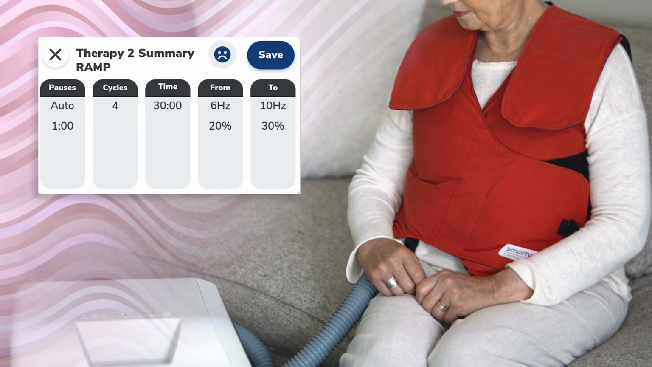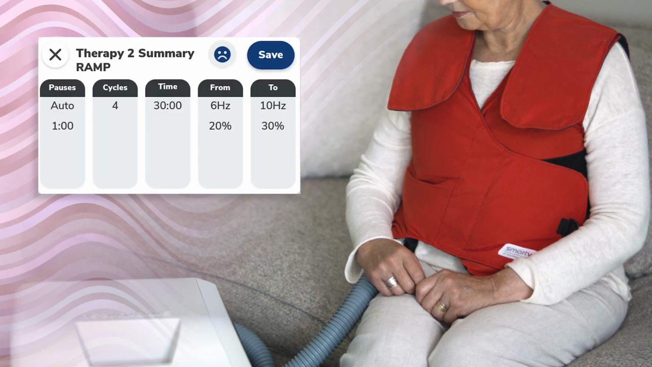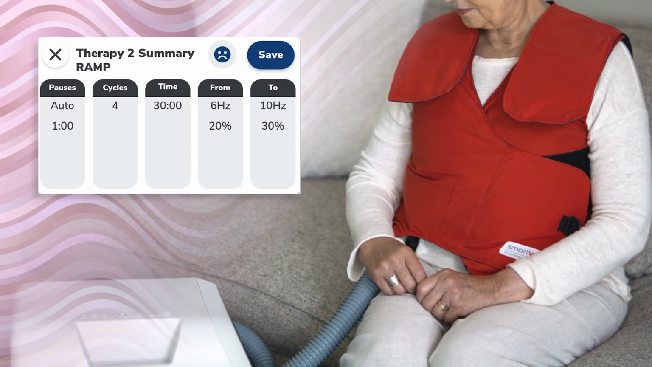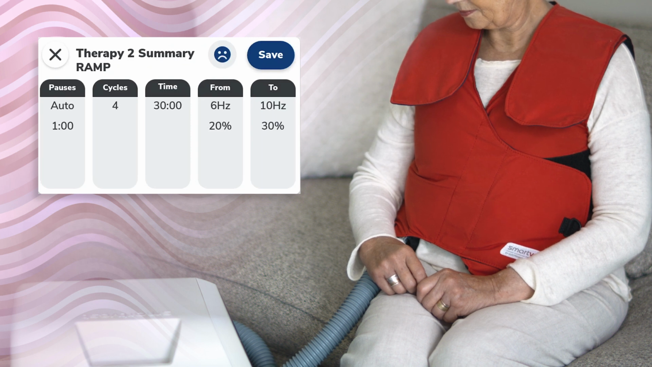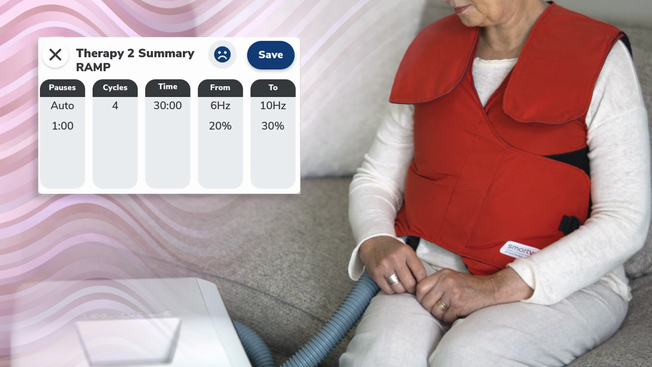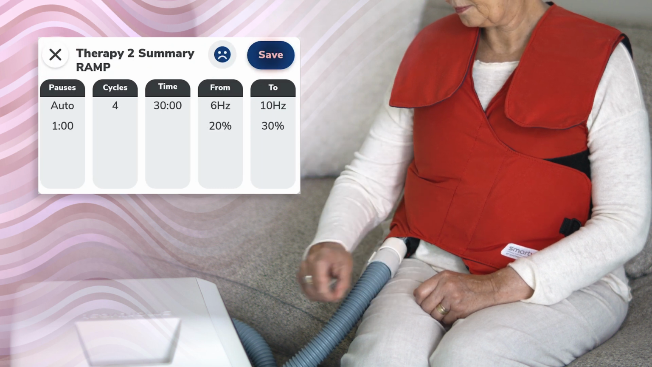After all ramp therapy selections are made, the summary screen will show the entered therapy settings. Press anywhere on the gray pause, cycles, time, from, or to boxes to edit the selected settings. To cancel the creation of the ramp therapy, tap the X in the top left corner of the screen, or tap Save in the top right corner to save the new therapy.